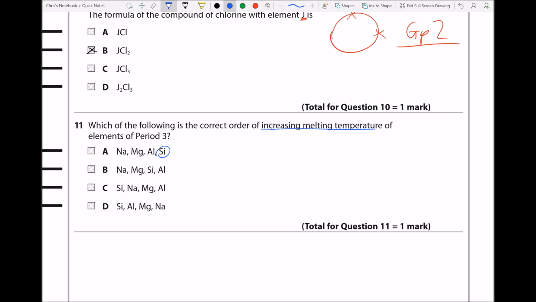Sodium's quite soft. You might have seen it. You throw it in water, it explodes. It's quite soft. You can cut it with a knife. Magnesium, you might have used the ribbon. You can twist it between your fingers. The magnesium ribbon. It's a little bit harder than sodium, but not as hard. Aluminium is a little bit more difficult.